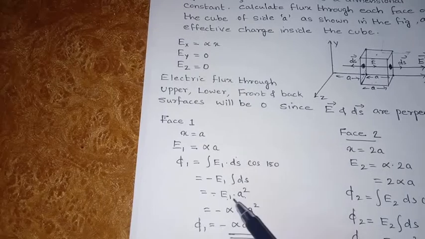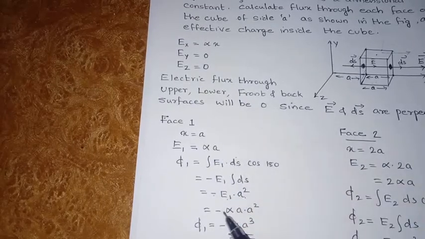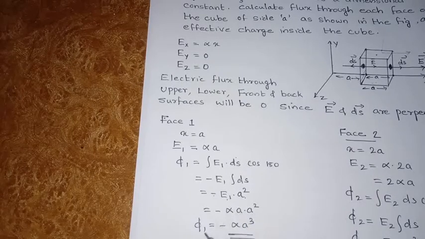Okay, now let us substitute E1. What is E1? Alpha A. That will be minus alpha A into A square. Therefore the flux that passes through the leftmost surface, phi 1, is equal to minus alpha A cube.